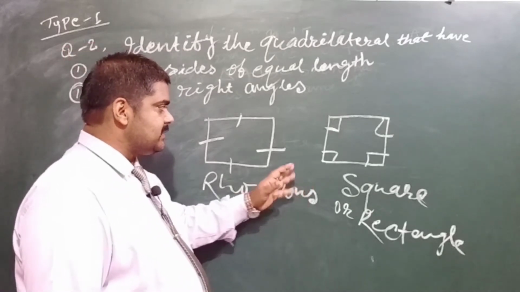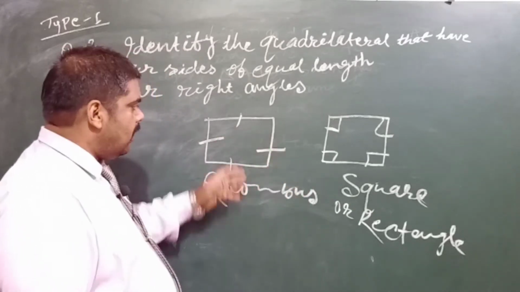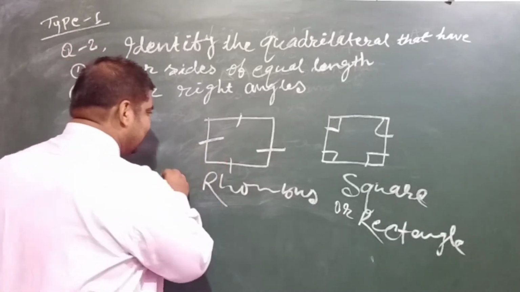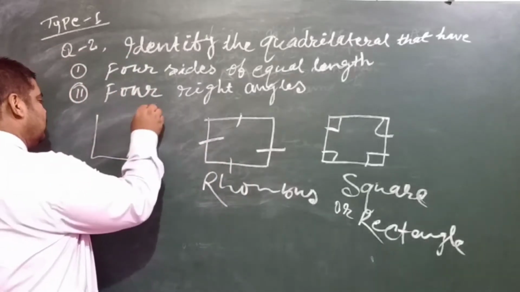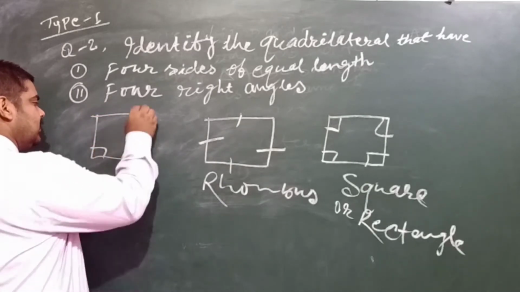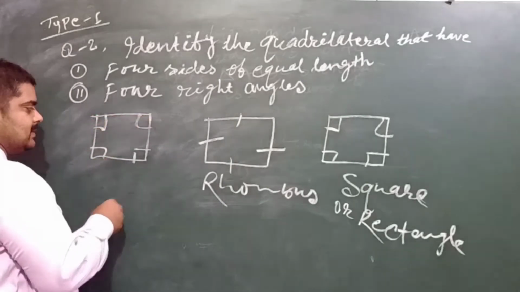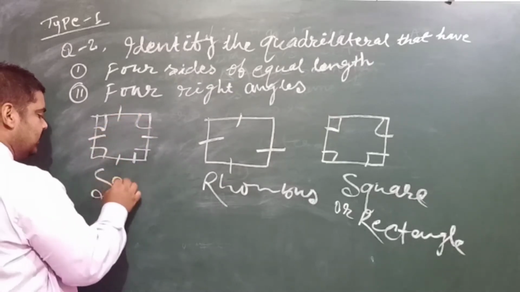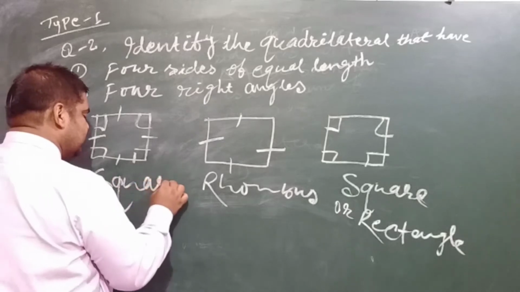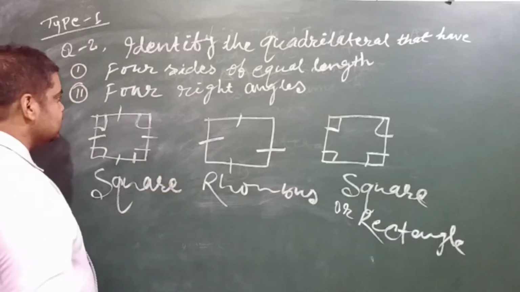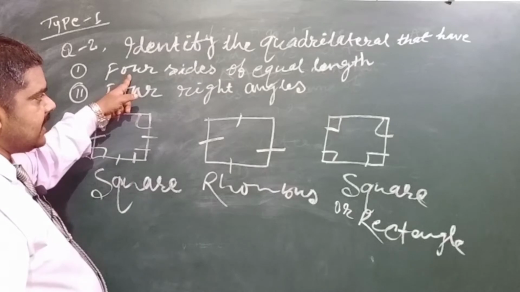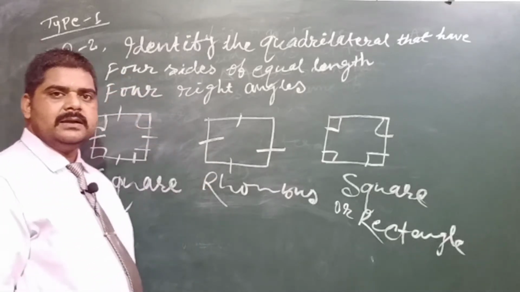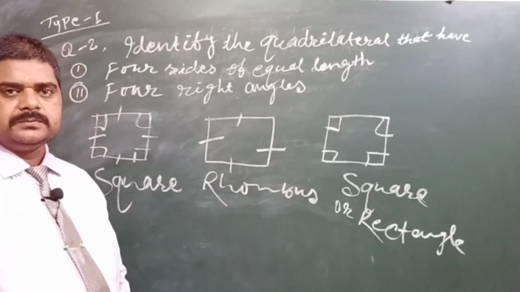If you mix both of them, all four sides equal and each angle 90 degrees, then there is only one possibility, and that is a square. And this is why the best answer for four sides equal in length is the rhombus, and for four right angles, a square or rectangle, you may use.